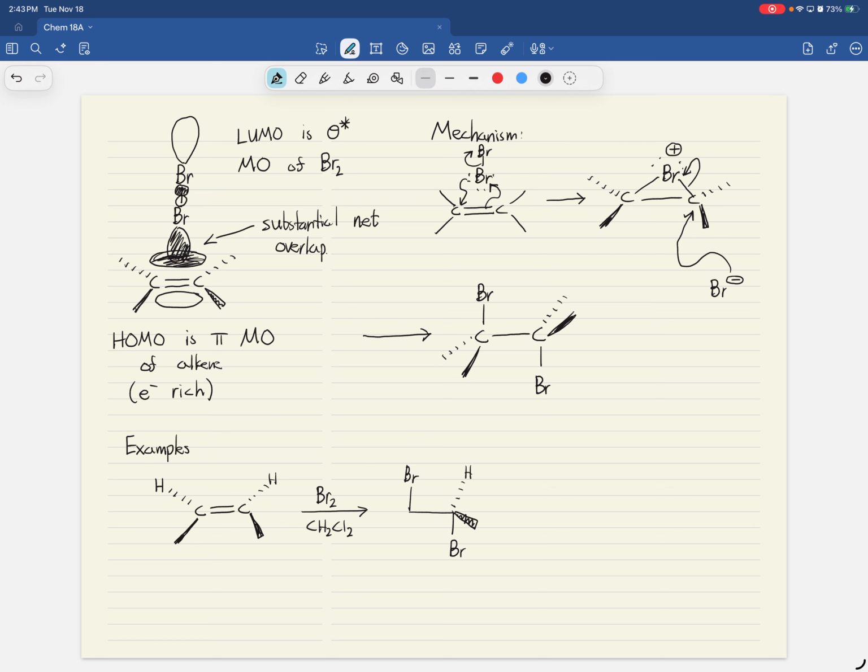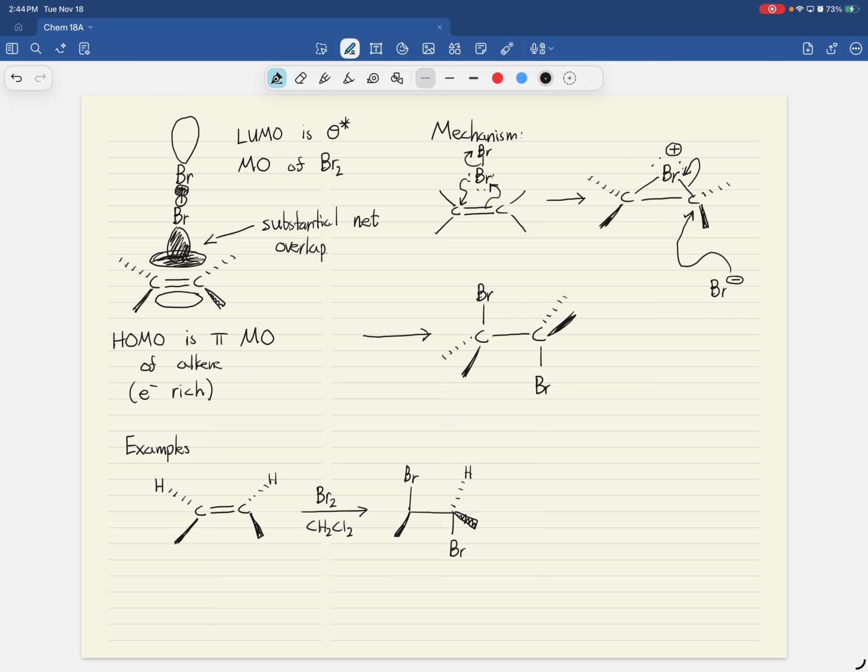But if you want to alternate the wedge and dash bonds, you can do that too. But you can't draw it down and switch the bonds because you'll just cancel out the stereochemistry switch. So you have to either draw the bromine coming down or draw it on the same side of the other bromine and switch the stereochemistry. But let me show you an example.